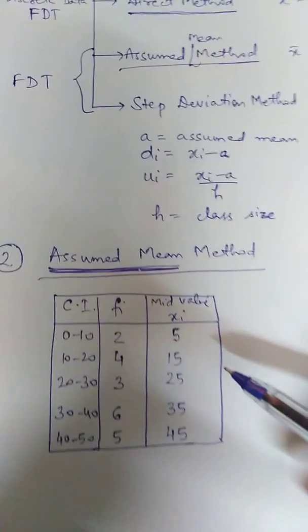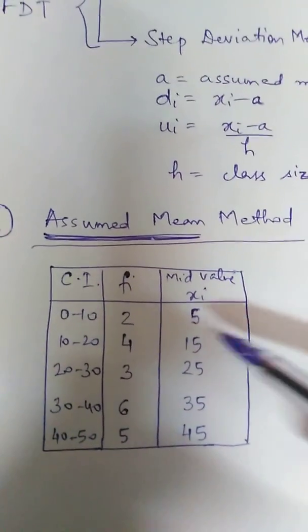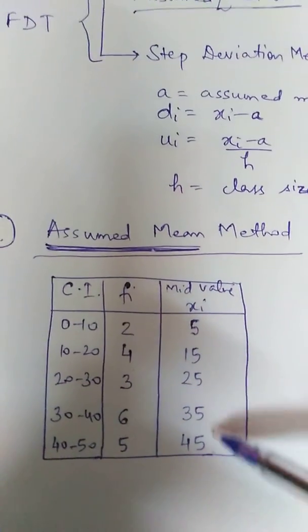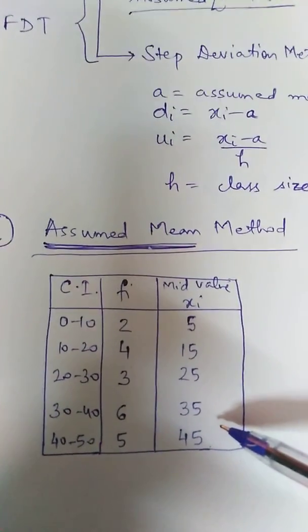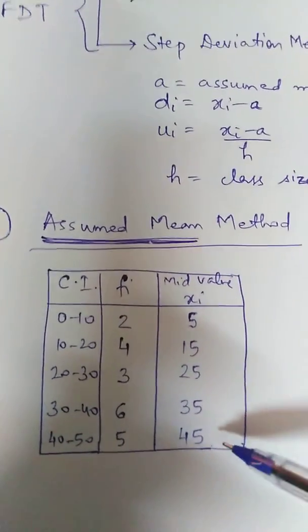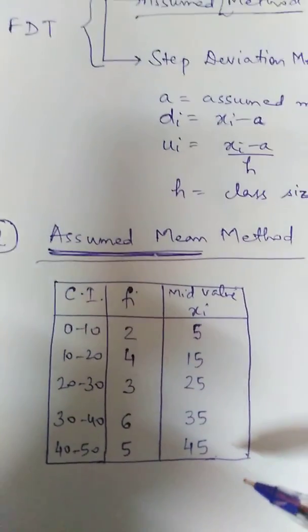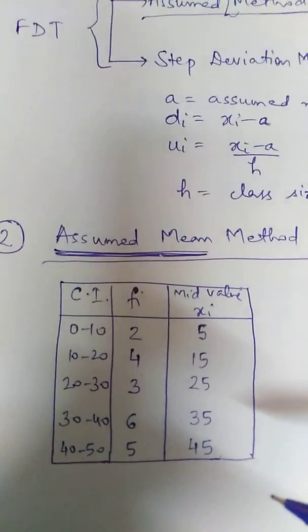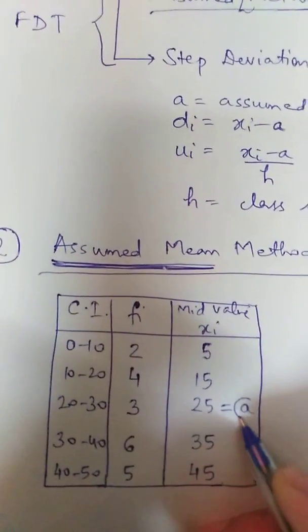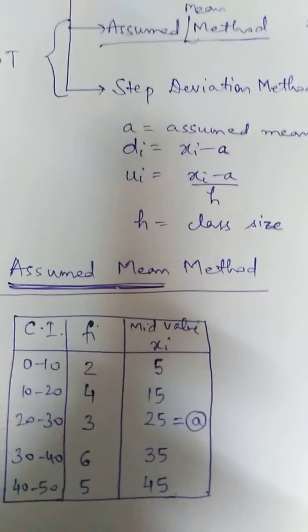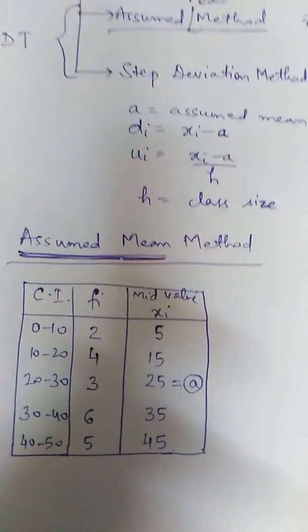Now, who can decide which value can be taken as the assumed mean? Is there any perfect criteria? Actually, no. Any of the values can be taken, but for the sake of convenience, for making the calculations easier, we must take this middle value as A, which is our assumed mean.